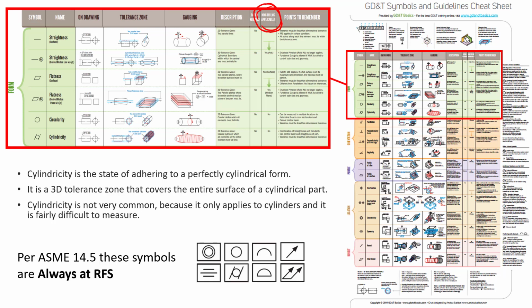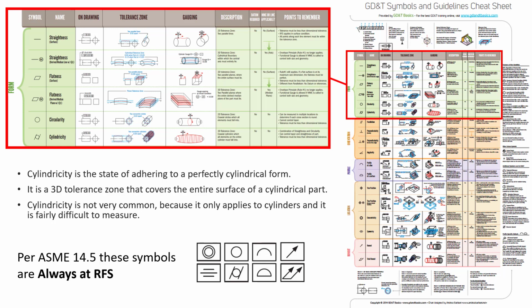Now, a lot of us do refer to RFS as being a modifier also, but it's the one that's there by default, regardless of feature size. So when we're talking about the modifiers, we're talking about MMC or LMC. And if you come down here to cylindricity, that's no. It is not allowed on cylindricity. It's also not allowed on circularity. We used to always say it's not allowed on form controls at all, but that's not true.